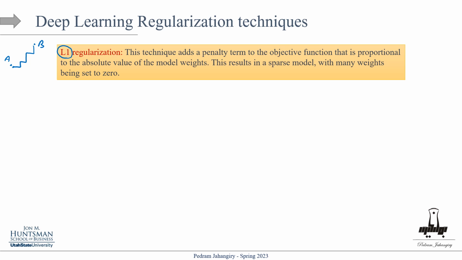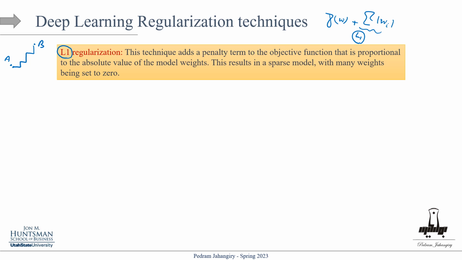Basically, if we add a penalty term, which uses the L1 norm, to the objective function, we know that this is proportional to the absolute value of the model weights, right? So imagine I have a loss function, which is a function of weights, and I'm going to add the summation of the absolute value of weights, let's say w_i. I call this the L1 norm. If you add this penalty to the loss function, this is called L1 regularization.